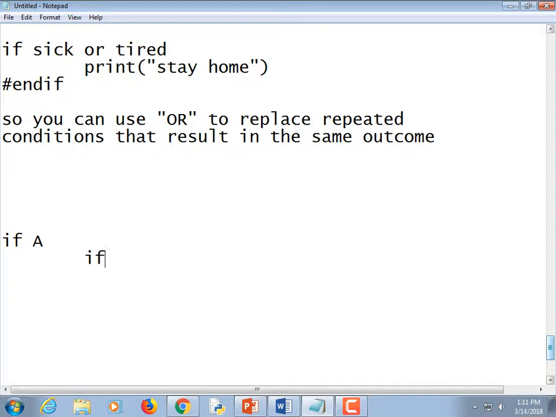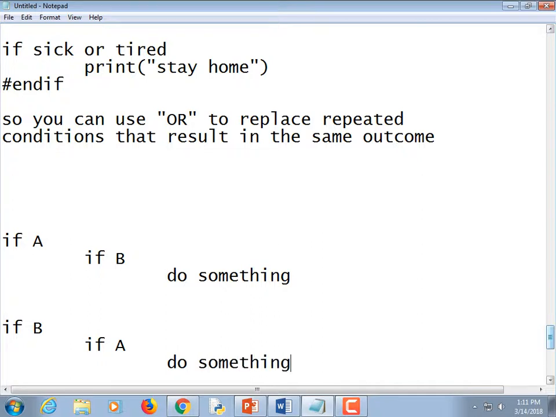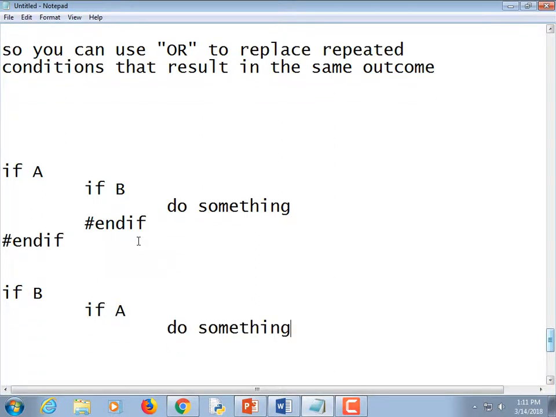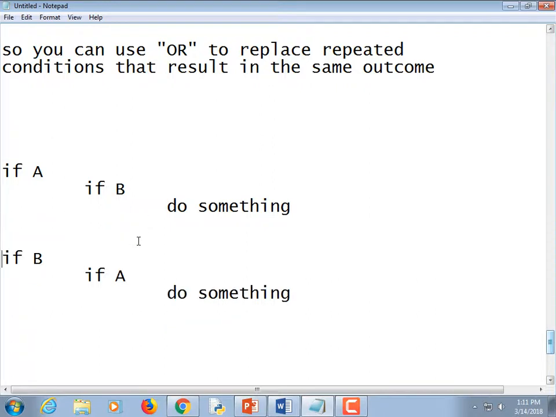If you have something like this, if A, if B, do something. Every comparison takes a little bit of time, you know, a millisecond, a nanosecond, or whatever. This logic could be written just the same like that. I think those end ifs actually make it harder to read than easier, so I'm going to leave them off. You understand that they're there. Okay, so these actually do the same thing. Both A and B have to be true before you do something.